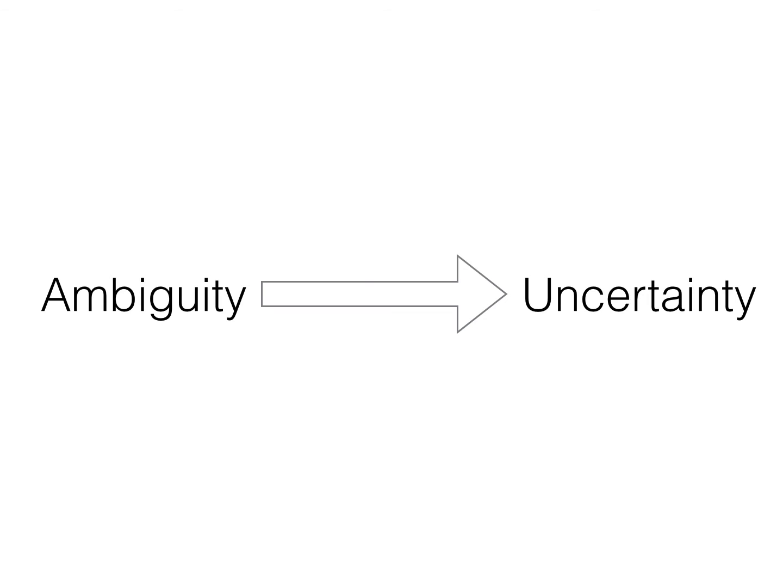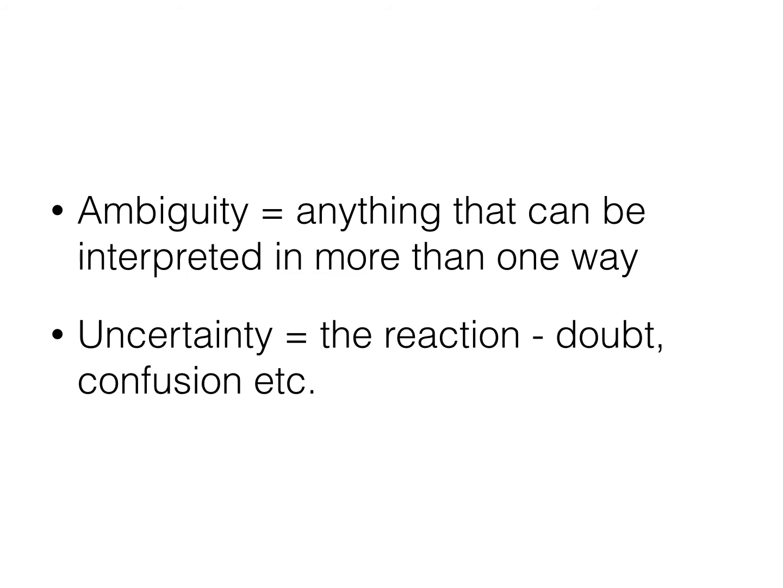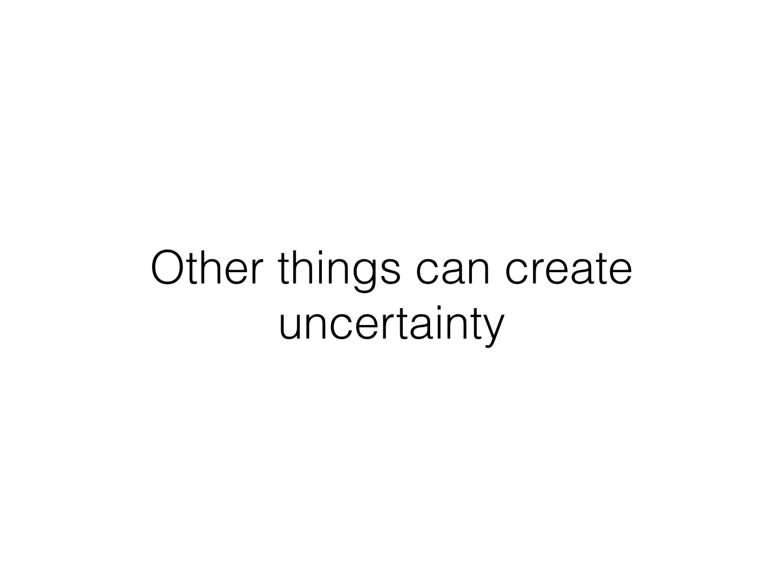The point here is that ambiguity leads to uncertainty. Uncertainty and confusion are similar things, the reactions we have to things like ambiguity. So as you can see here, ambiguity is anything that can be interpreted in more than one way, and uncertainty is the reaction to that. It's the doubt and the confusion that's caused as a result of things like ambiguity. However, other things can create uncertainty, like a complete lack of data, for example, or incomplete data, or a dilemma, like should I do this or that, where some choices aren't clear.